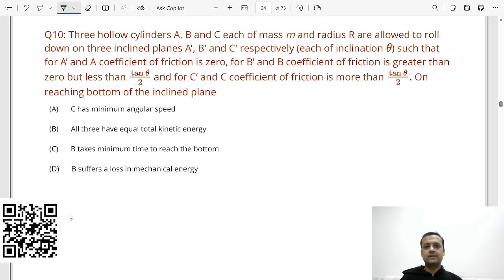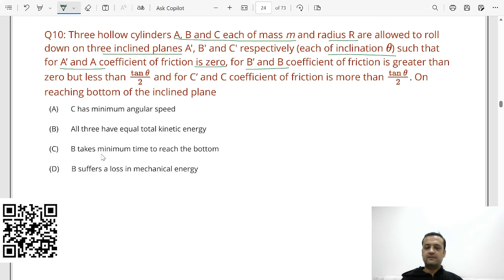Let us look at this question. Here we have 3 hollow cylinders A, B, and C, each of mass m and radius r, and they are allowed to roll down on the 3 inclined planes A dash, B dash, and C dash, each of inclination theta. The coefficient of friction between A dash and A is 0. Between B dash and B it is greater than 0 but less than tan theta by 2. And between C dash and C it is greater than tan theta by 2.